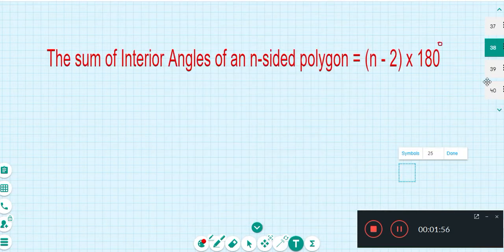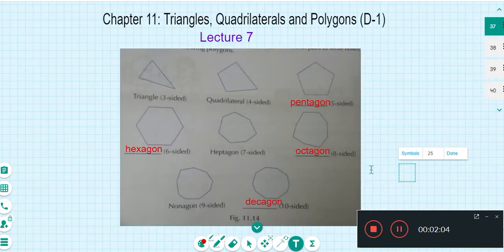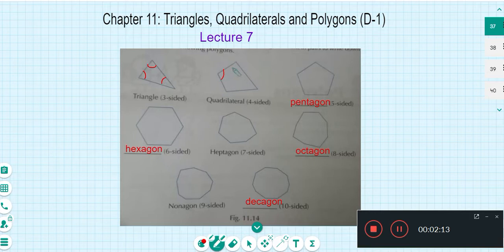Next thing is the sum of the interior angles of an n-sided polygon. Interior angles means the angles inside of this polygon. Like in this polygon we have 3 angles, 1, 2 and 3. These are the interior angles of polygon. Similarly in quadrilateral, 1, 2, 3 and 4. In pentagon we have 5 angles. Hexagon, 6 angles. Obviously 7 angles will be in heptagon, 8 will be in octagon, and finally 10 angles will be in decagon.